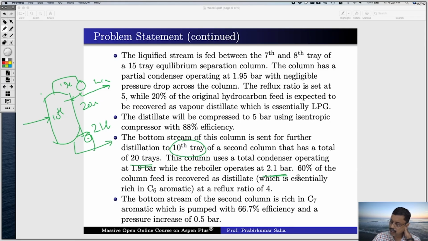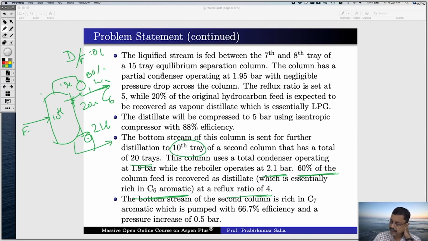60% of the column feed is recovered as distillate. So it is 60% of the feed. That means D to F ratio is 0.6. Now essentially this is rich in C6 aromatic. So this is C6 aromatic. The reflux ratio is 4. That means if 1 mole of distillate is coming over here, 4 moles are sent back to the column.